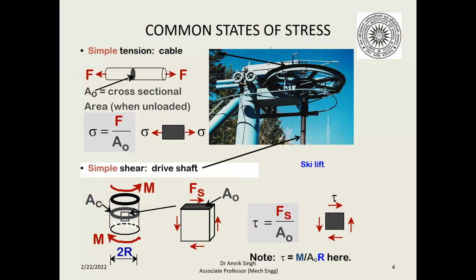So common states of stresses. So we have seen a simple tension. So it is a sky lift. So here you see this is a cable, okay, on which this wheel moves. So if we take the simple drive shaft, this drive shaft. So if you see in the cable, the force is towards outside. A0 is the cross-sectional area when unloaded. So the stress will be equal to force upon the cross-sectional area, and we will represent it this way.